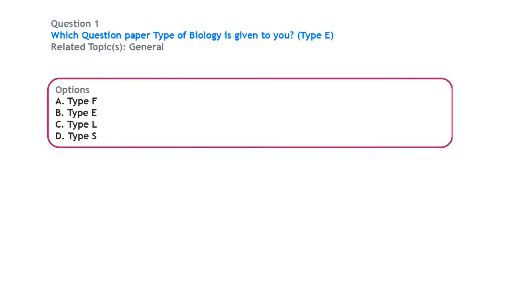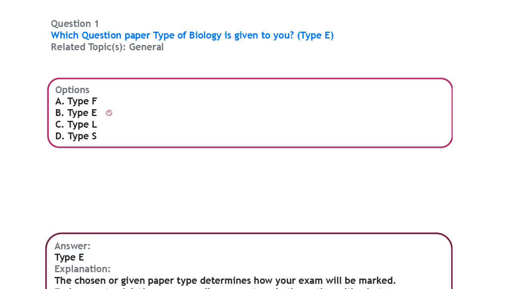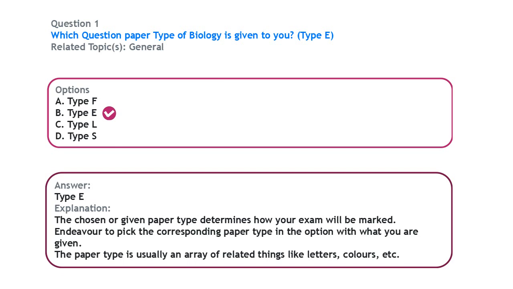Alright, question number 1. Which question paper type of biology is given to you? So in this recording we're using the type E. Now this question is very important. It is important that you pick the type that corresponds to what you've been given, because the type determines how your exam is going to be marked. So if you pick the wrong type, your exam will be marked against answers that are meant for another exam, and that can affect your results.